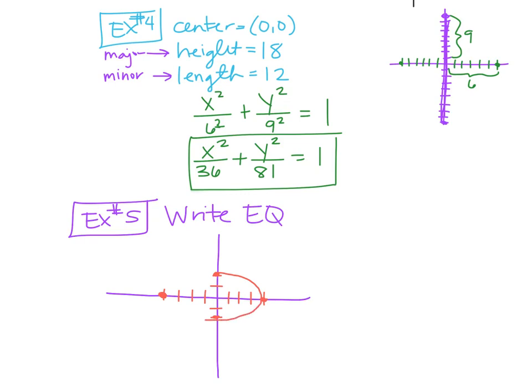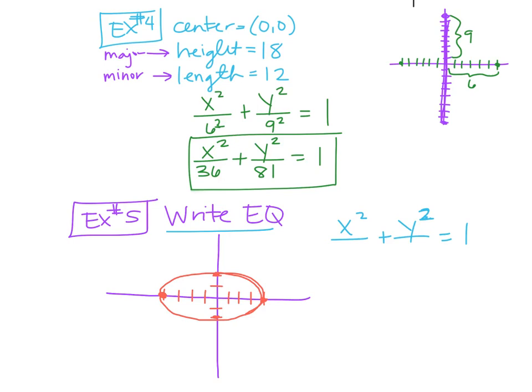Is this a function? It's not a function, right? It doesn't pass the vertical line test. If we go like this, it hits twice, not a function. Just a little fun fact for you. Okay, so if we are going to write the equation of this ellipse, we know our equation looks like this: x squared over something plus y squared over something equals 1. We just got to figure out what those somethings are.